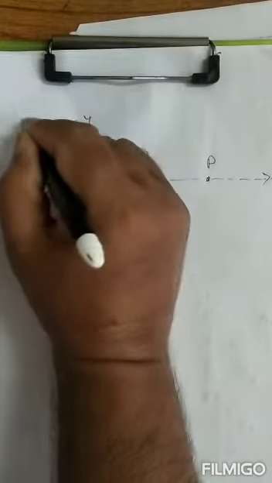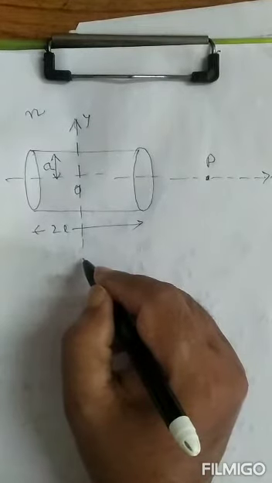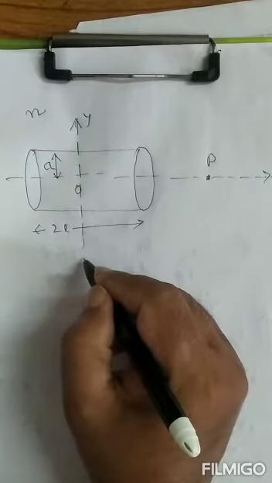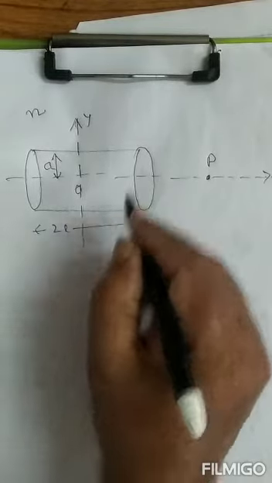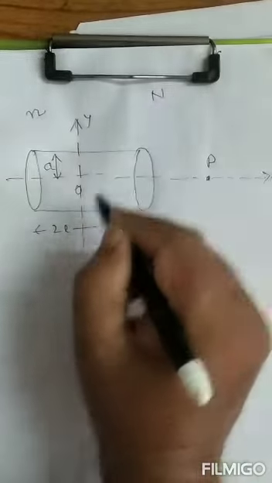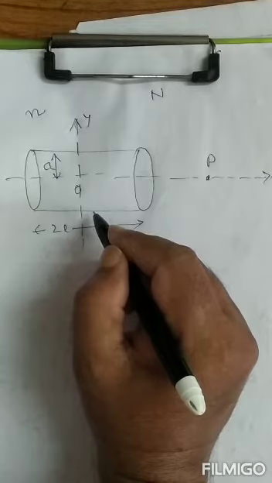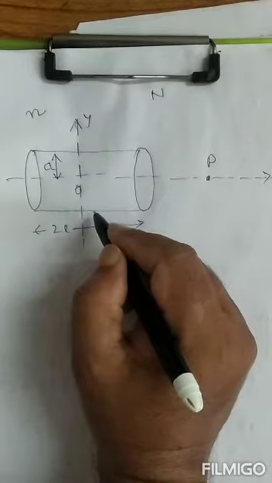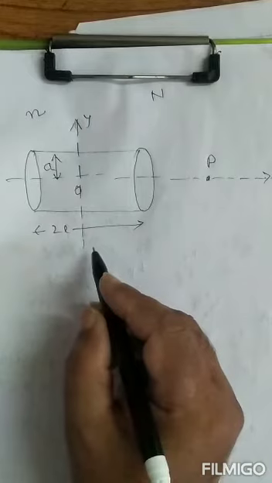Now, small n is the number of turns per unit length of the solenoid. If we write capital N, it represents the total number of turns, but if we write small n, it is the total number of turns per unit length of the solenoid. Capital N is the total number of turns of the coil.